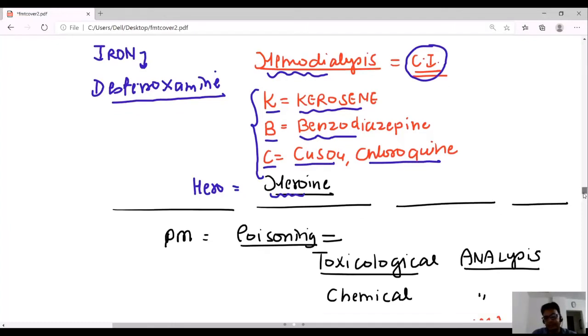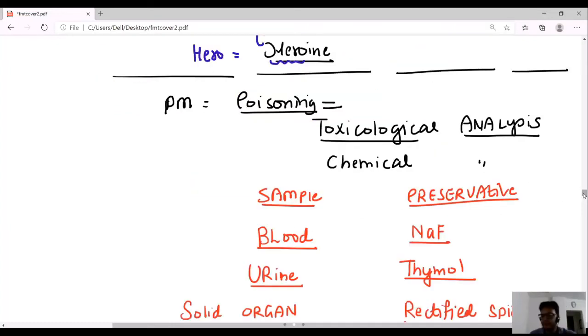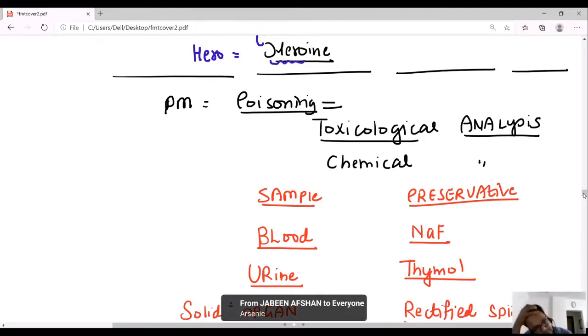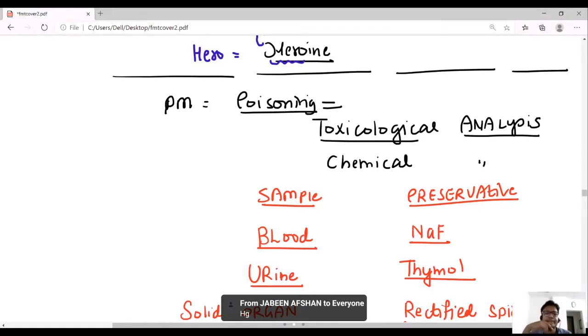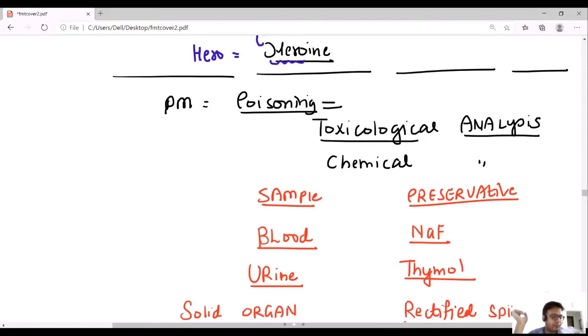Hero for heroin. Penicillamine is contraindicated in... anyone? Arsenic. EDTA is contraindicated in... Mercury. Desferoxamine is used in... Iron. Yes.